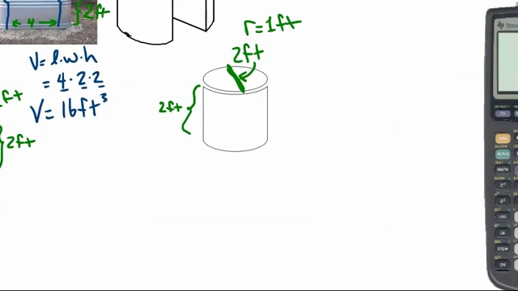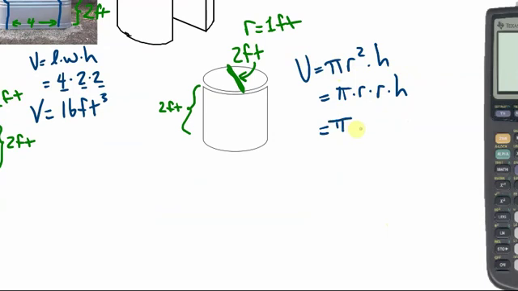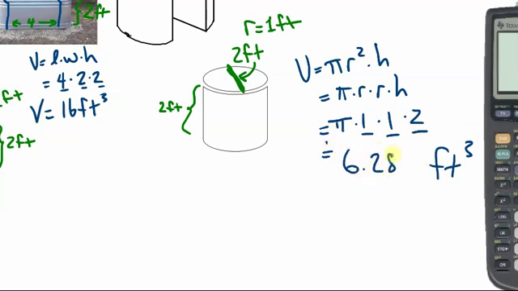Now over here, I'm just going to move it over. Again, we have a cylinder, and we're going to use the formula the volume is equal to pi r squared times the height. So it's going to be pi. The radius we said was 1 foot, and the height, we estimated, 2. And these are all feet, so it's going to give us a feet cubed answer. So 1 times 1 times 2 is just simply 2. 2 times pi is roughly 6.28 cubic feet.